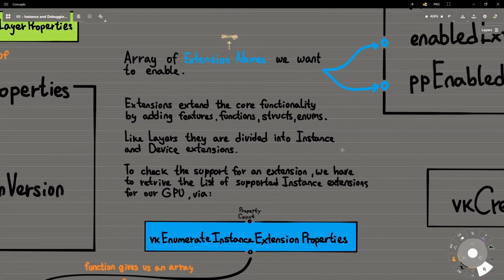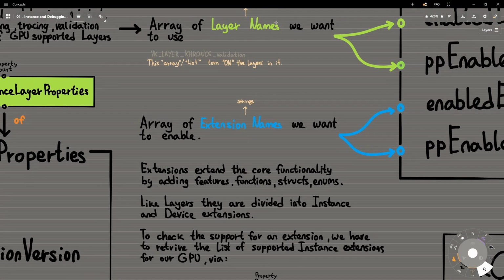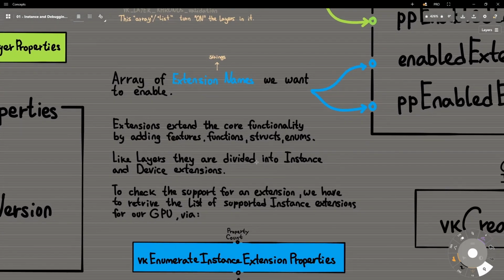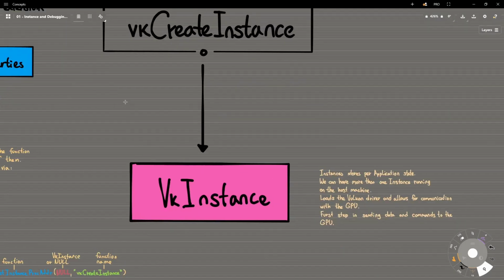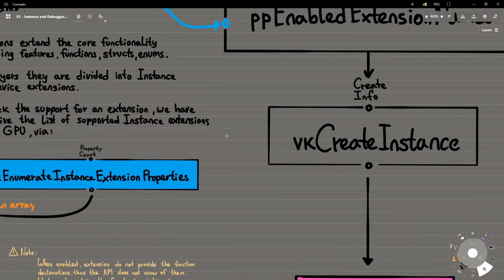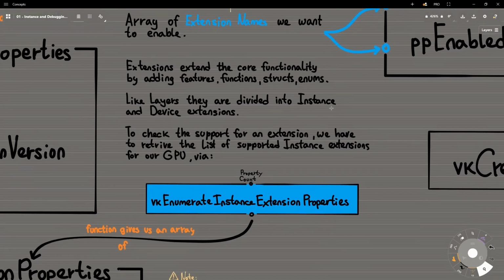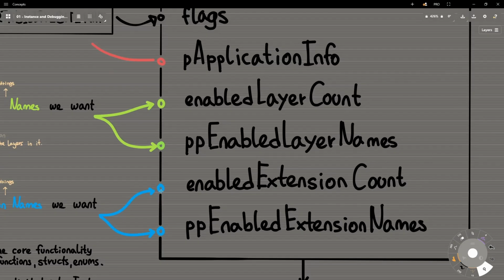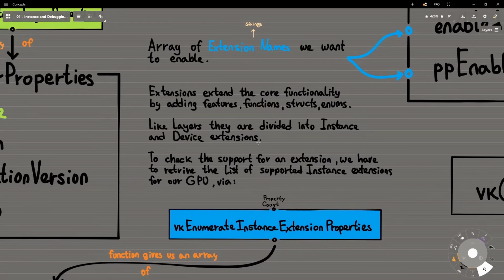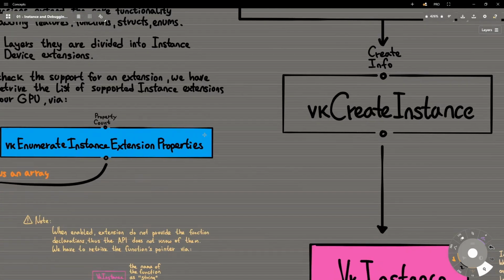I haven't mentioned this, but in previous versions, I think prior to 1.2, layers were on the instance. Basically, you could enable layers at the instance level and on the device creation, the logical device. But after some version, these were deprecated, so we can ignore those and just enable. I think now everything is enabled at instance level, but the device can have its own extensions separate from the instance extensions.